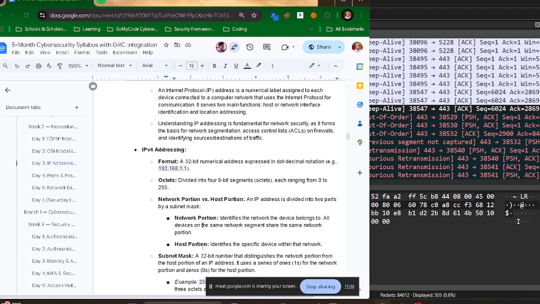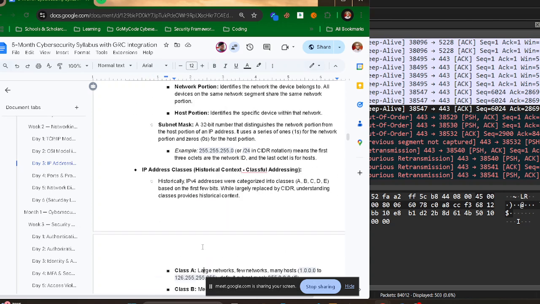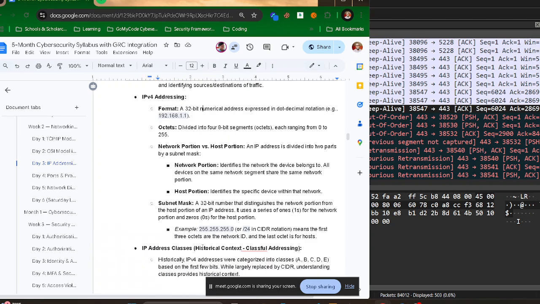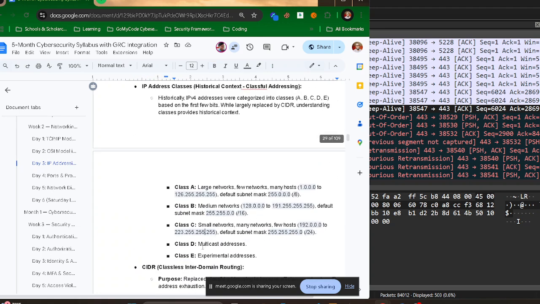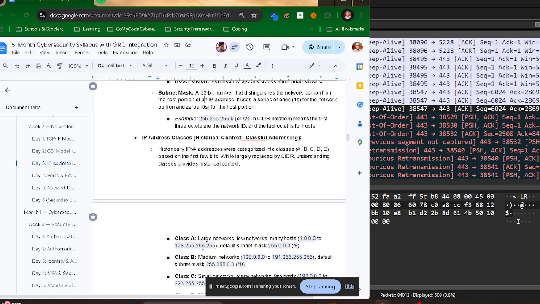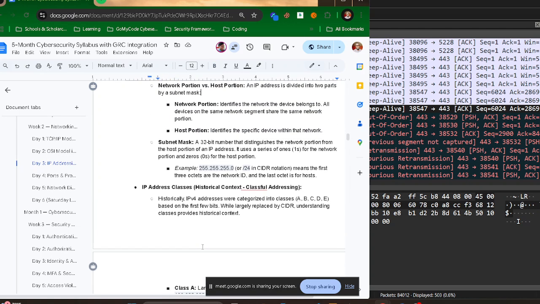Do you understand the network portion and host portion? Yes, sir. Right, good. And then we have the subnet mask. Now the subnet mask is also usually 32 bits. It distinguishes the network portion from the host portion of an IP address. It uses a series of ones and zeros, right? Ones for the network portion and zeros for the host portion.